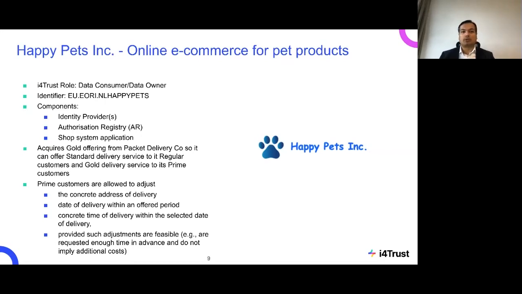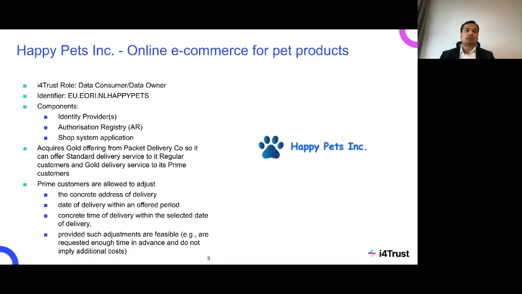The same goes for the identity provider. Another component that they need is the e-commerce website, and the backend behind it, the system application. Happy Pets Inc. is the one that wanted to provide better customer experience and flexible delivery options. So it acquires a gold offering from the package delivery company. How does it do that in an automated way and online? That is what we will see later on. The gold package delivery offering fits well with the requirements of Happy Pets Inc.